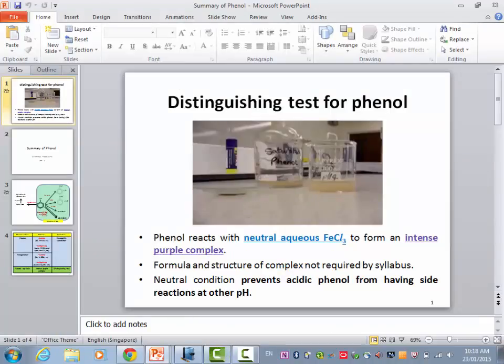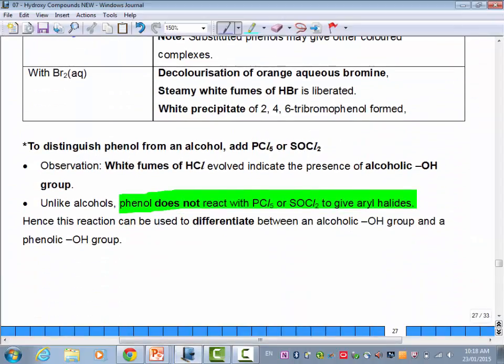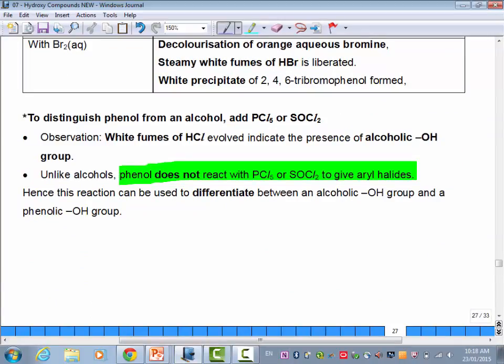So now, this part is also important. Previously under alcohol or even in RX, we see that you can form RCl from alcohol using SOCl2 or PCl5 at room temperature, correct? So take note, because of the delocalization of lone pair of electrons on O into the benzene ring, there will be partial double bond character between the O and the C of benzene ring. So this prevents nucleophilic substitution. So that is the explanation in this case.